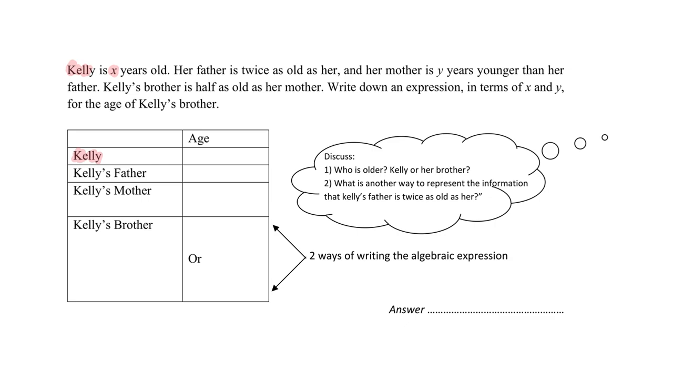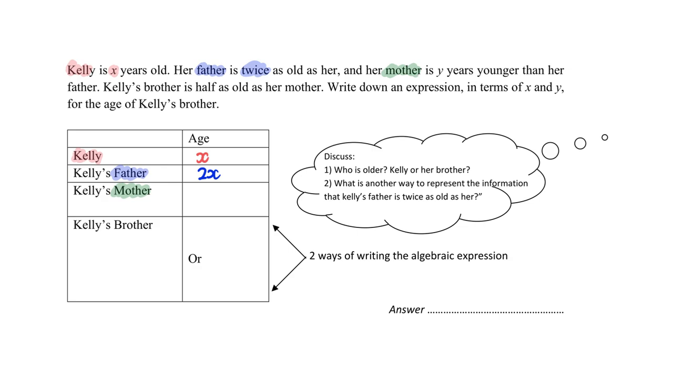Meaning this one will be X years old. Kelly's father is twice as old, meaning if Kelly is X, the father will be twice as old, 2 times as old, so it's 2X. And let's move on to check out Kelly's mother.